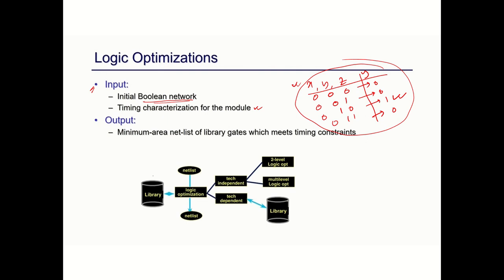So finally, what exactly do we expect from the logic optimization? Our circuit should be minimum in area, a netlist of the library gates which meets the timing constraint. Within this time period, you must apply some frequency. When you apply frequency, obviously there is some time slot. Within this time slot, you apply some operation, and that operation needs to be completed within this time period.